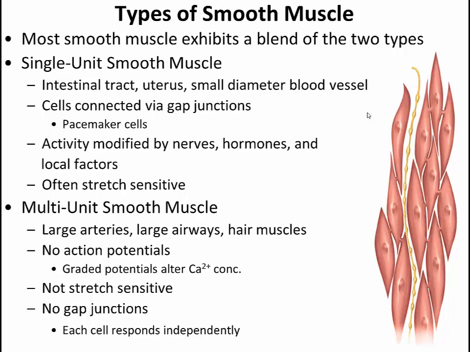And so multi-unit smooth muscle, interestingly, doesn't undergo action potentials at all, but simply the levels of calcium that are found in the cell are altered, and that determines the overall contractile state. But there are no gap junctions here, so each cell responds independently, and the signal is not transmitted from one cell to another. These are typically not stretch sensitive, and the overall contractile state of multi-unit smooth muscle is primarily the result of nerves from the autonomic nervous system that are providing input.